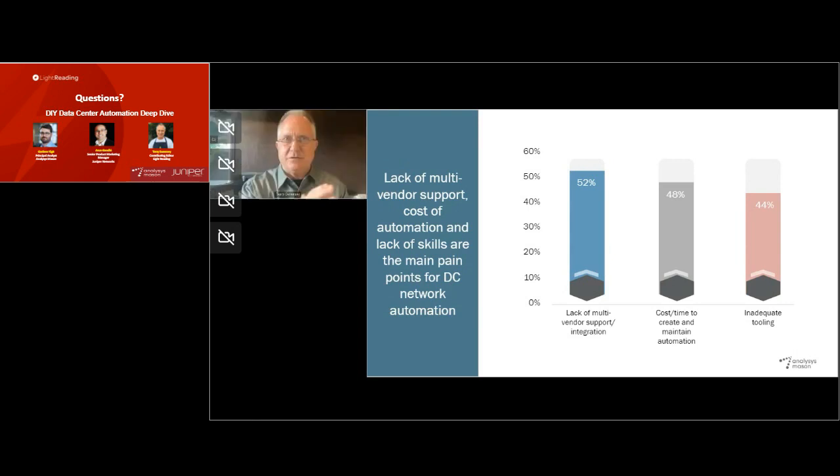Arun, turning back to you, based on Juniper's experience with customers, what part of the data center lifecycle are organizations prioritizing for automation? What are you hearing there? That's a great question, Terry.